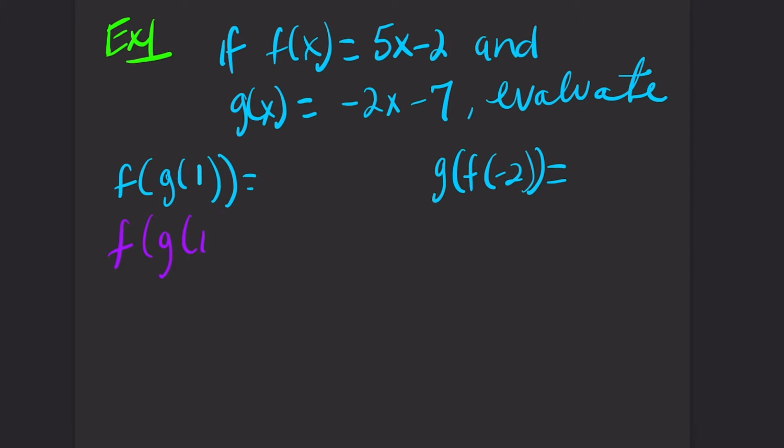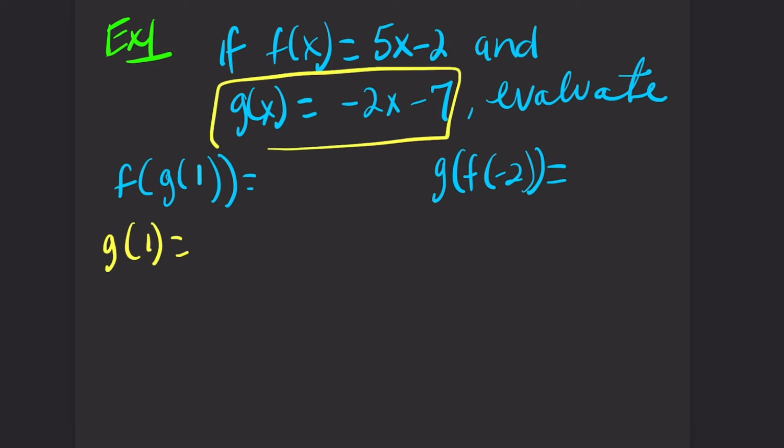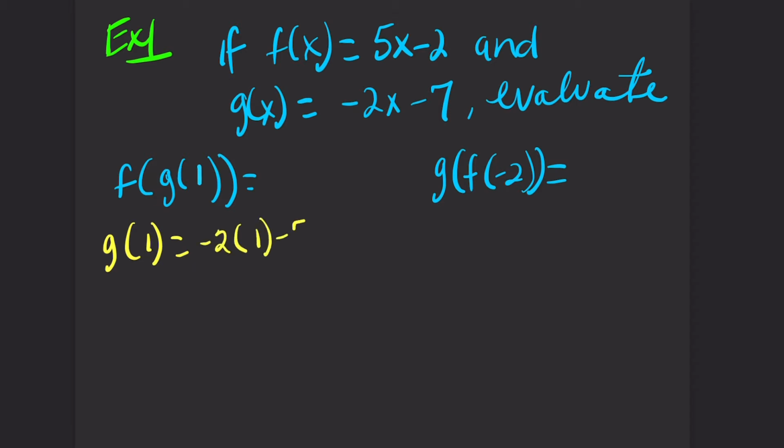Okay, so this is composition of functions. Whenever you evaluate a function and whatever you get, you put that inside of the other function. So here's how you do these problems. You always start with the inside. So notice that the inside is g of 1. So we're going to take our g of x, which is negative 2x minus 7, and we are going to substitute 1 every time we see an x. So let's do that. So negative 2 times 1 minus 7.